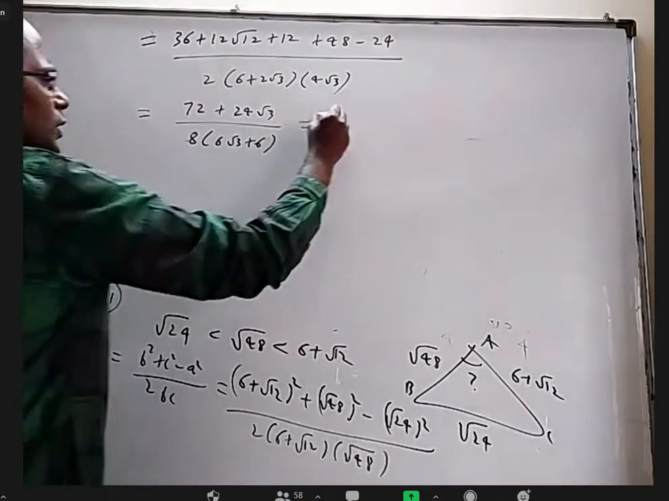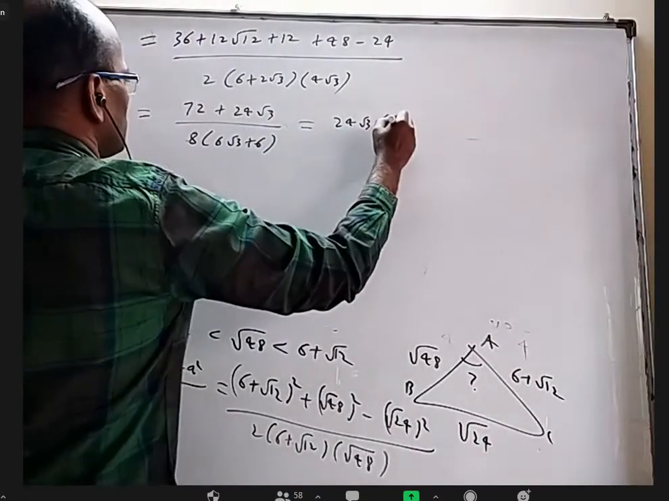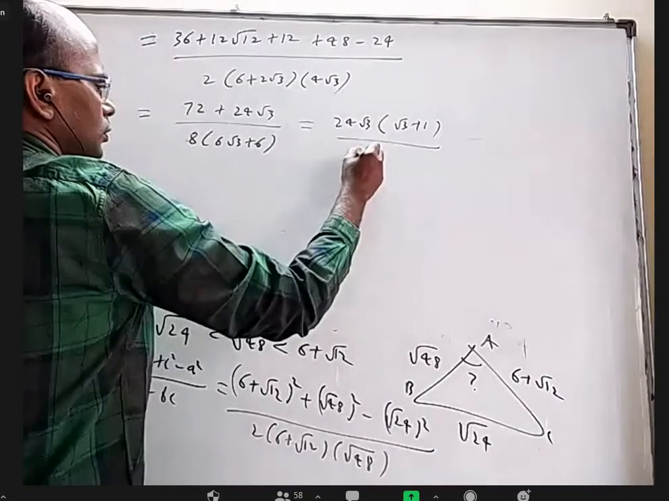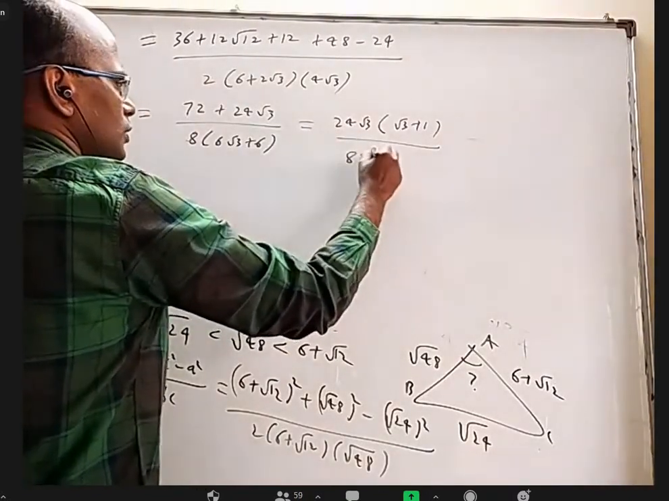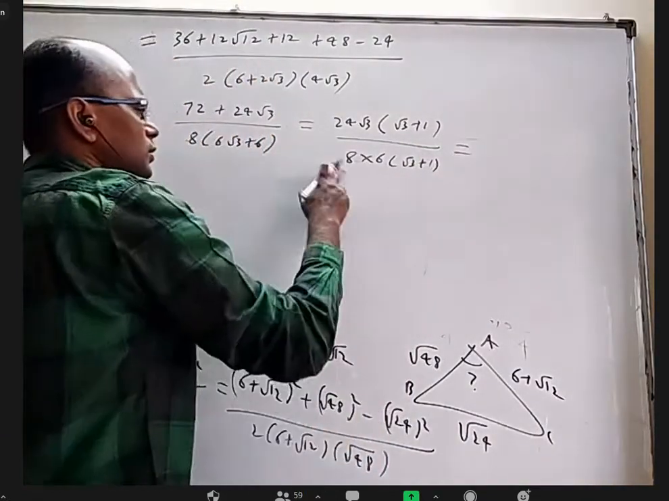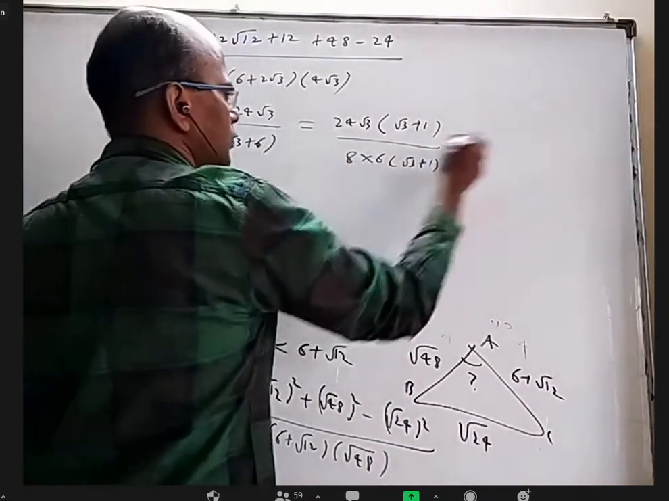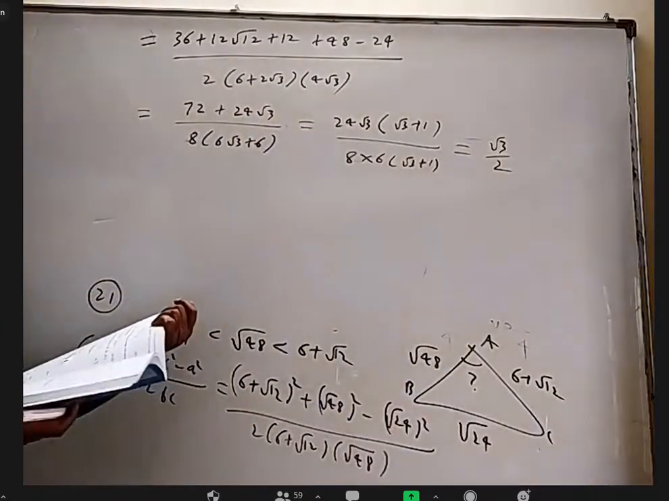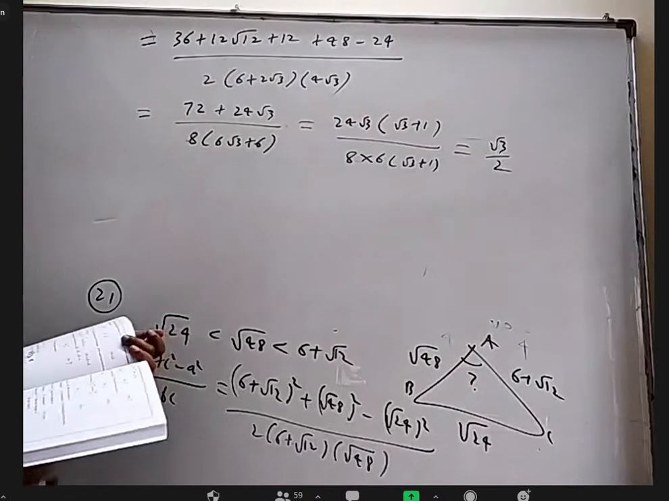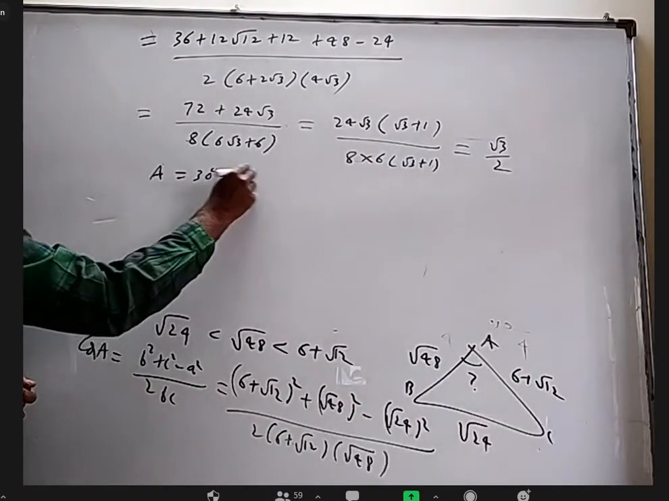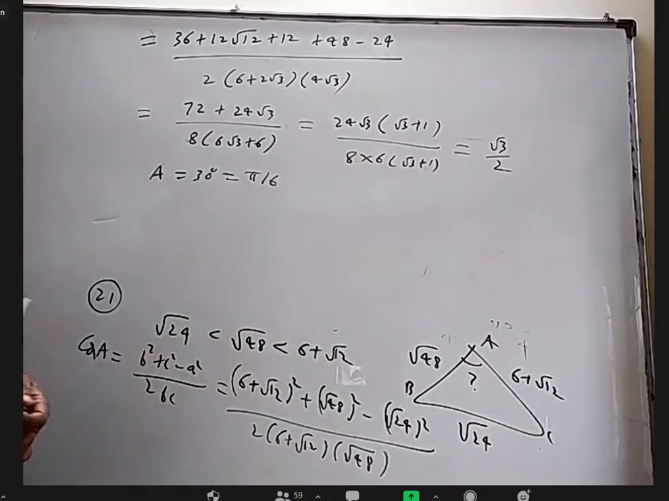If I take 24 root 3 common, it is root 3 plus 1. If I take 8 into 6 common, root 3 plus 1. Root 3 plus 1 cancels, 8 into 3, and finally it comes to root 3 by 2. That is 30 degrees, right? Yes. So angle A is 30 degrees, 5 by 6.